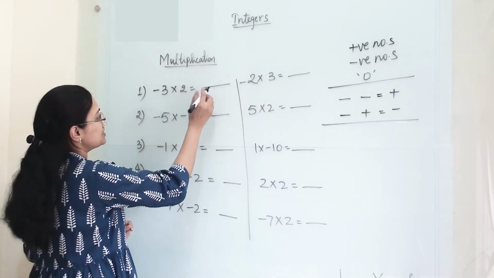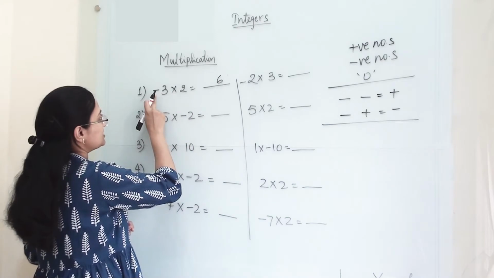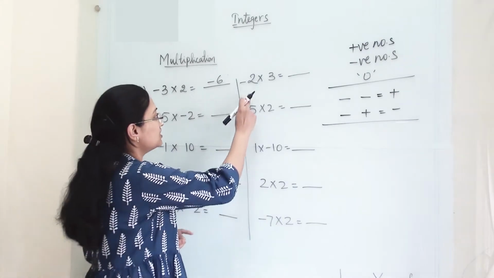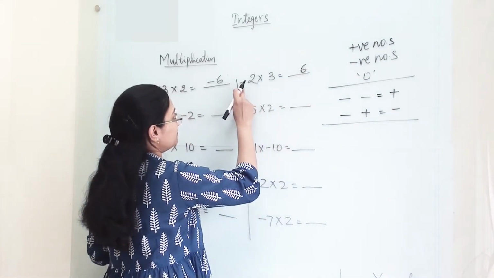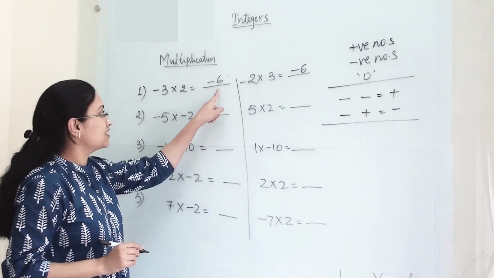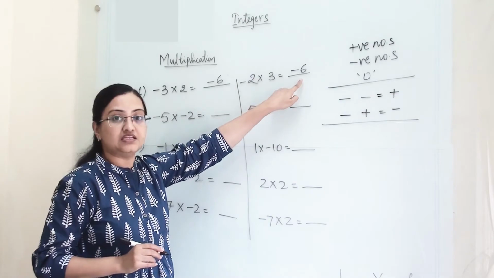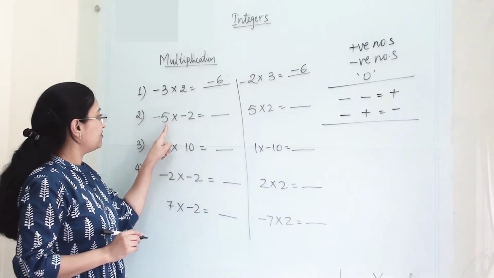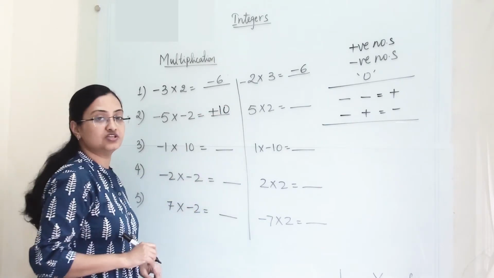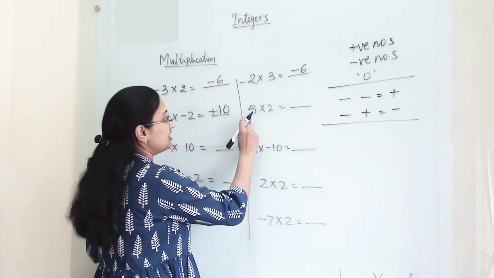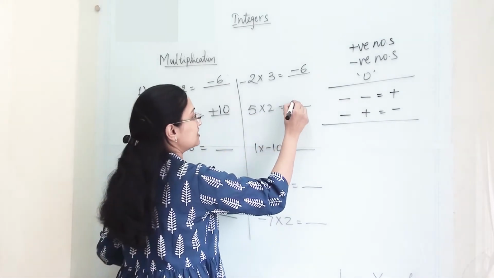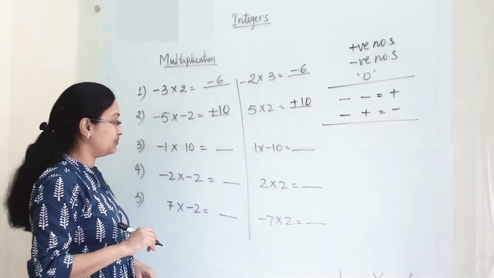So 3 into 2 is 6 and 1 minus is there, so minus plus minus. Here we are not checking the bigger number. So here 2 into 3, 6 and 1 minus is there, so this will carry minus. So you can see that answer will remain same. Here 5 into 2, 10 and minus minus will become plus, so this will become plus 10. It is exactly same with plus 5 multiplying with plus 2. So here also we will get plus 10.